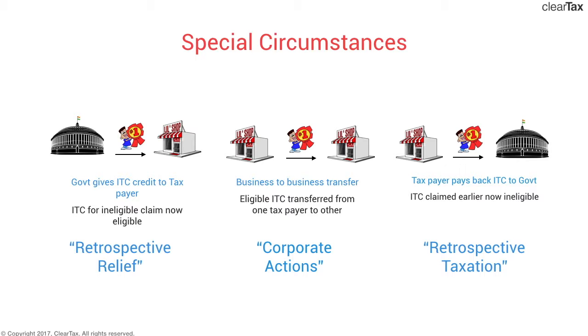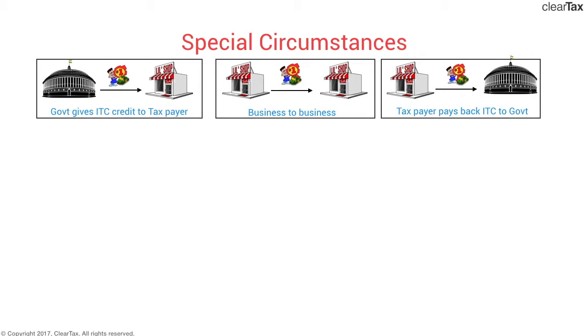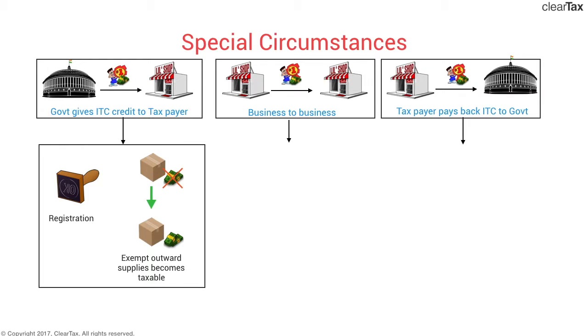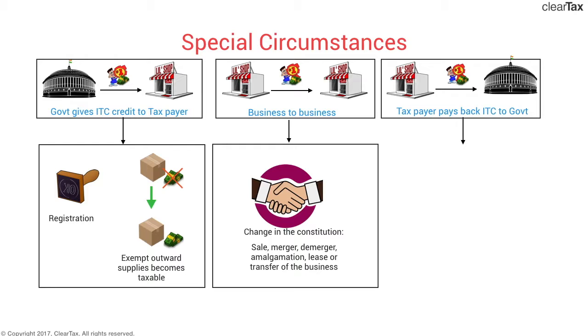What are the circumstances which give rise to transfer in these three cases? In the first one, where the government would have to give credit for earlier ineligible input tax credit to the taxpayer, there are two reasons. One, relating to registration, and second, where a previously exempt supply is now taxable. The second situation is a very simple and logical one. A business will transfer all its liabilities and assets to another business when there's a change in constitution. There's a sale, merger, demerger, amalgamation, lease, or transfer of the business.